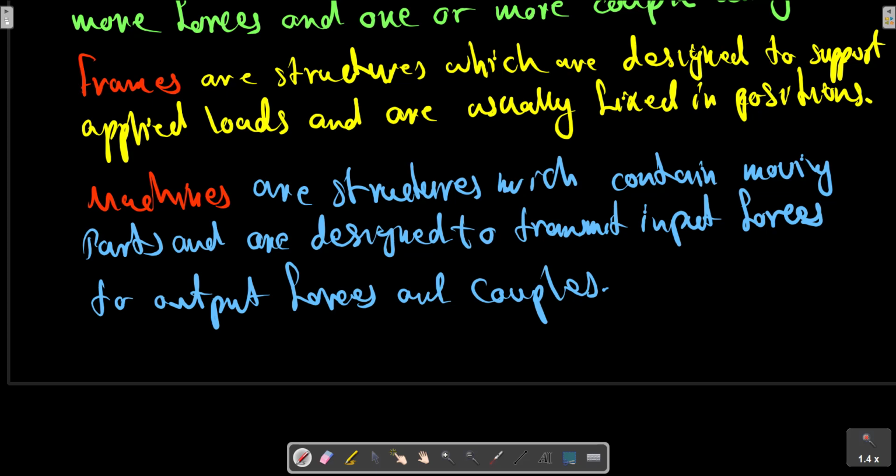Because frames and machines contain multi-force members, the forces in these members in general will not be in the direction of the members.